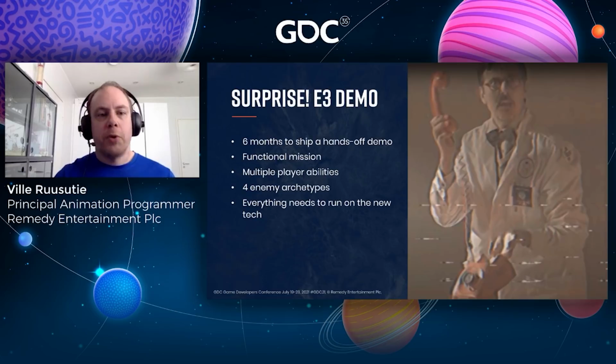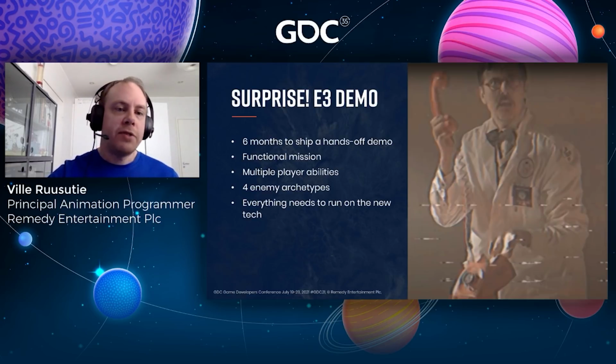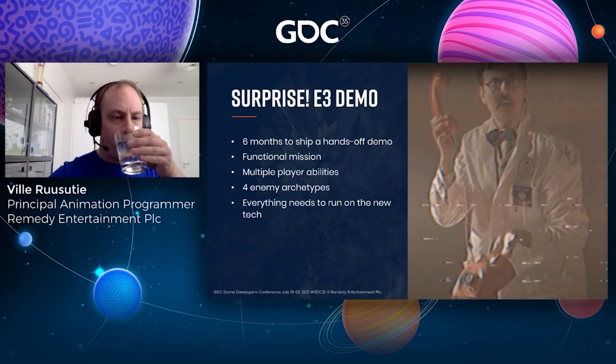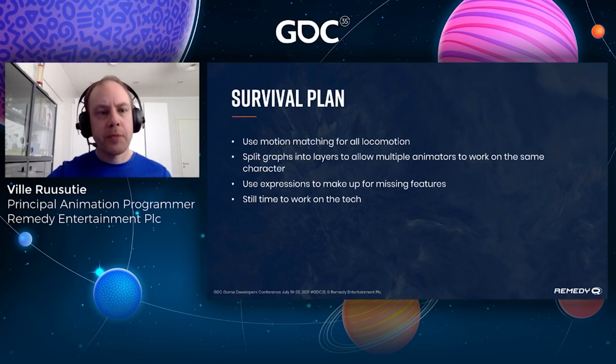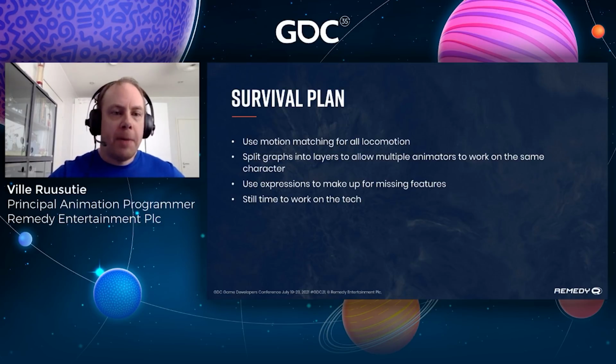But then, second surprise: the E3 demo. So we had just got this tech running, and now we had 6 months to ship a hands-off demo. It needed to have a functional mission, multiple player abilities, 4 enemy archetypes, and everything needed to run on the new tech. We needed a survival plan.